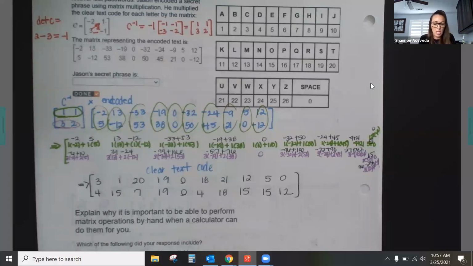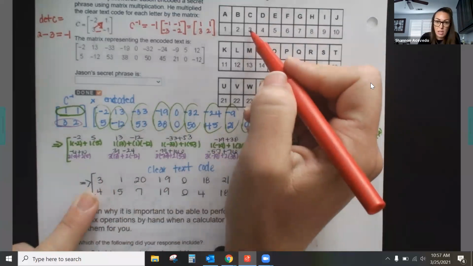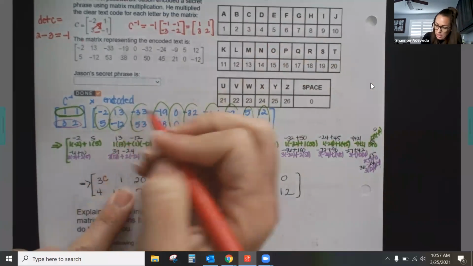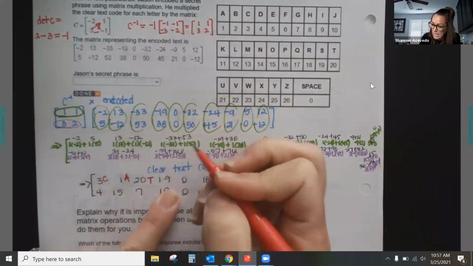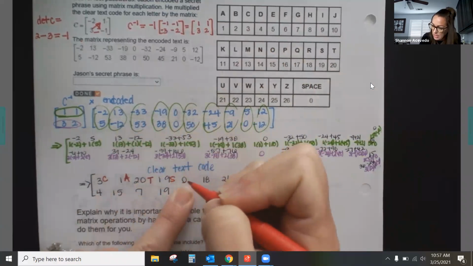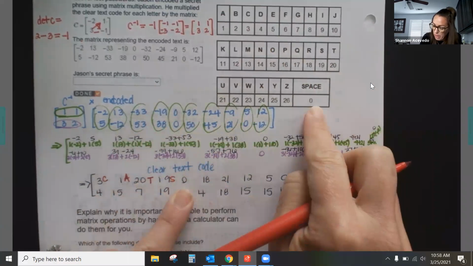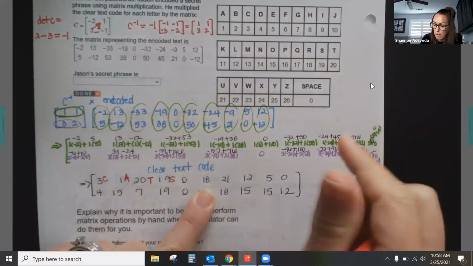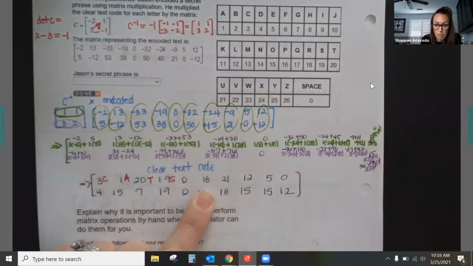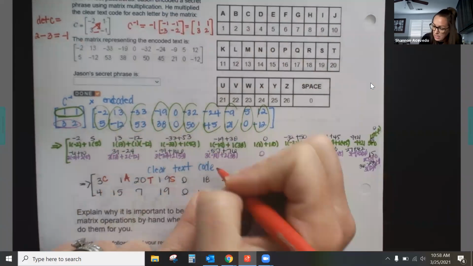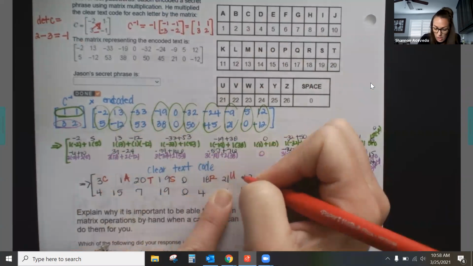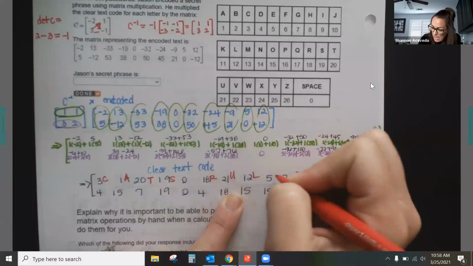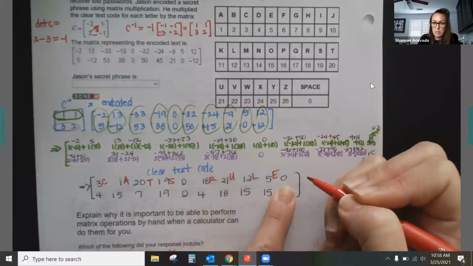I still don't have my answer though. What is the secret phrase? Well, now all you're going to do is go up here and I could see 3 is a C. So this is my C, this is my A, 20 is T, 19 is an S, 0 is a space. Then so that's my first word is cats, space. My next word, 18, is an R, 21 is U. My next one's an L, E, 0 is a space.